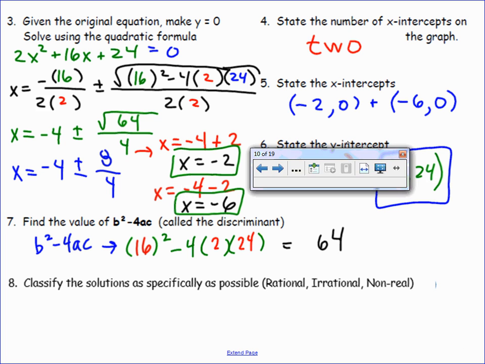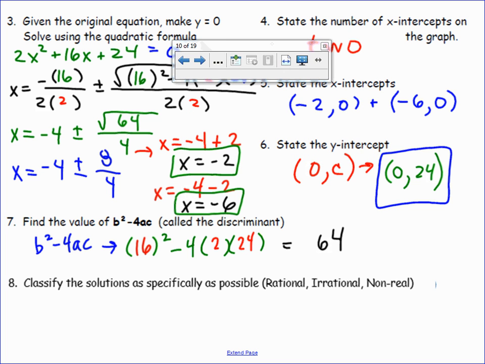And now we'll go ahead and classify the solutions as specifically as possible. So we've got a list here: rational, irrational, non-real. What we want to do is go ahead and classify those solution values, in this case, x equals -2 and x equals -6, as specifically as possible. First thing we want to do is, are these real or non-real numbers? They're real. Are they rational or irrational? Well, because they can be expressed as a fraction, they're rational numbers, and so they're real, rational, and there's two of them.